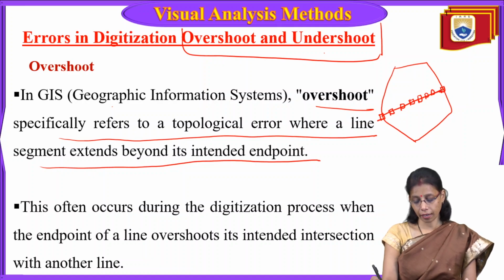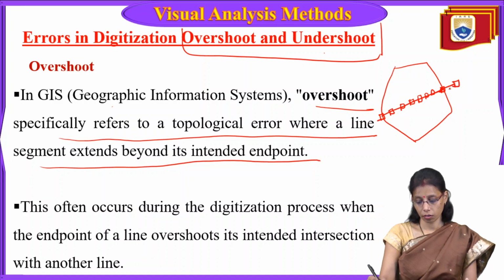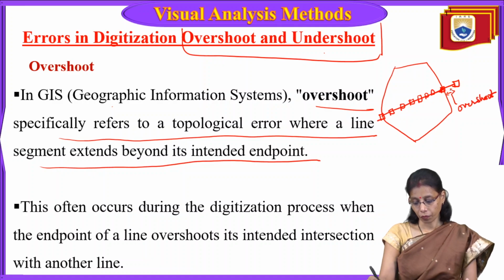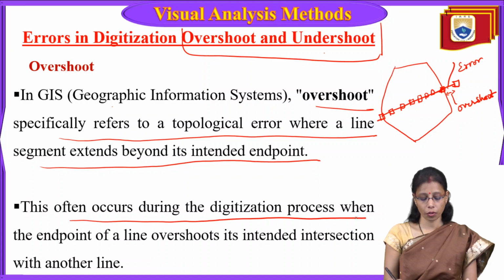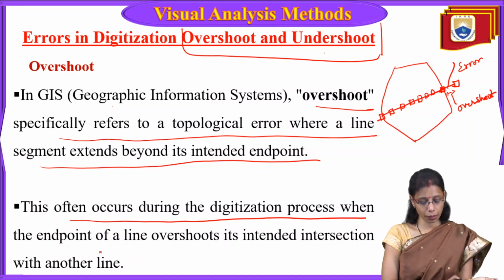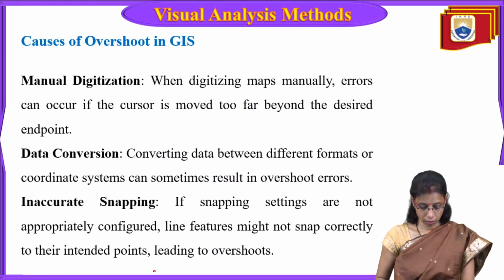Now it has to end here, right? So what will happen? We'll just snap the line here. So this much portion is overshoot. This much portion is the error. It has just extended the line, called overshoot. This often occurs during the digitization process when the endpoint of the line overshoots an intended intersection with another line.